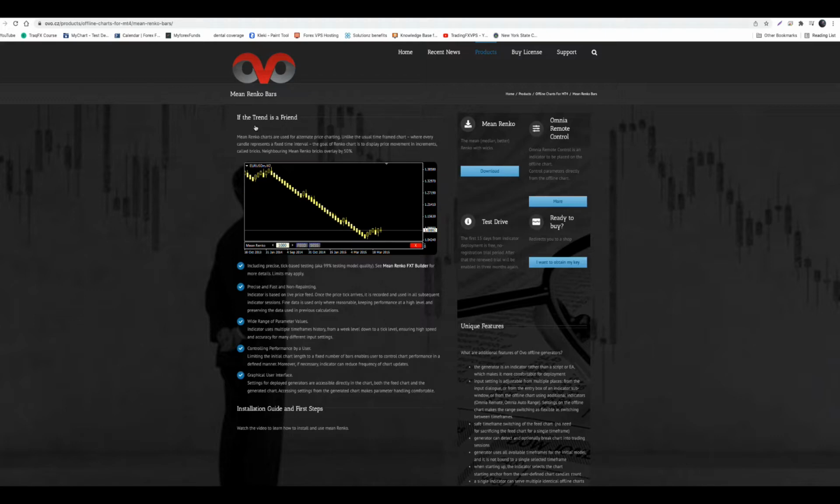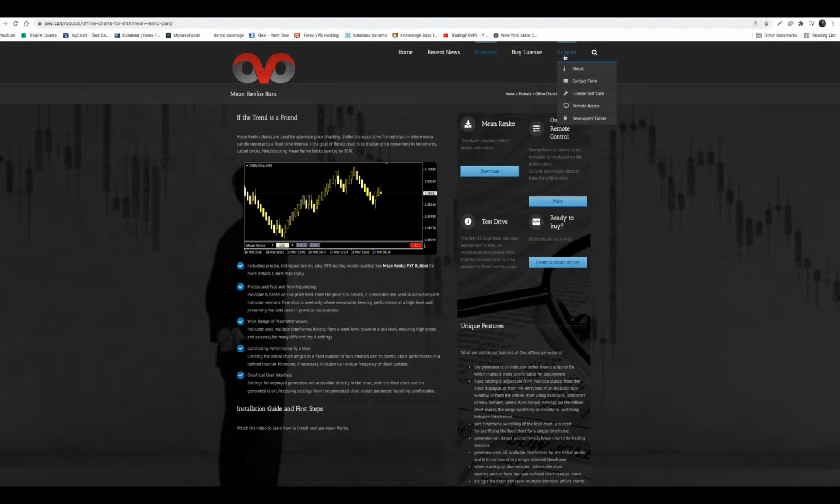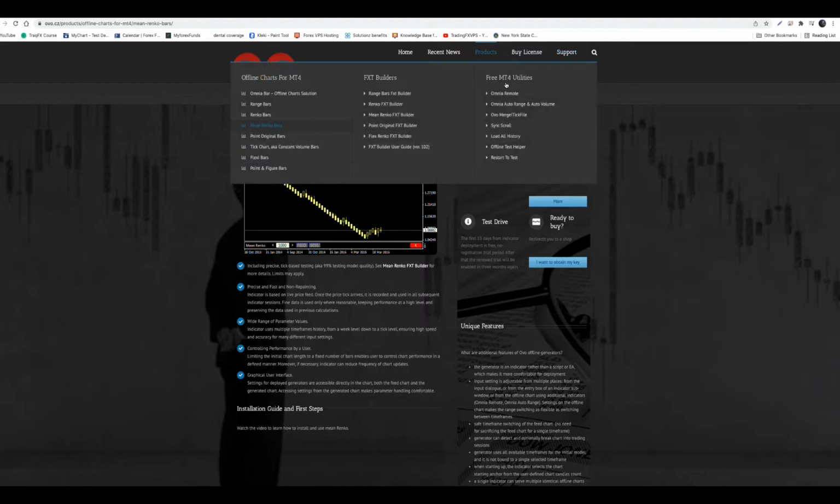This guy pretty much developed these so that they can mimic the candlestick charts, which is why I like them the most. You can test drive it for 15 days, as it says here, or you can buy the license, which is only $40, and it will give you 3 licenses, which means you could have it on 3 different computers. You can even click on license self-care and clear out all the computers that it's on and put it on some new computers if you want. So beautiful, love it.